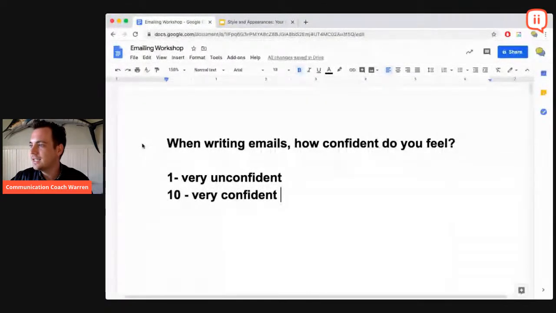And Angie says that it depends on the situation. Exactly. I can understand that. Danka says 7 out of 10, mostly because of traveling.